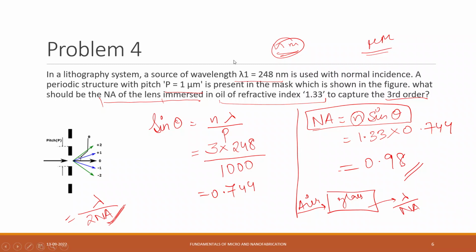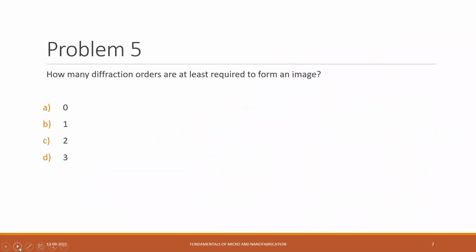Okay, so we'll go to the next one. After some numericals, this is a short question. How many diffraction orders are at least required to form an image?